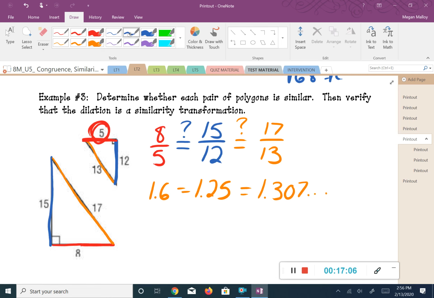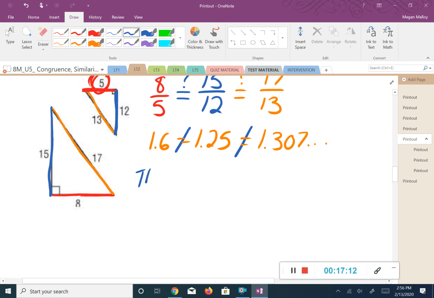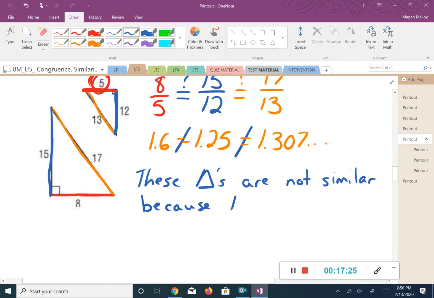So looking at that, are those the same value? They definitely are not. So we would say that these triangles are not similar because the corresponding sides are not proportional.